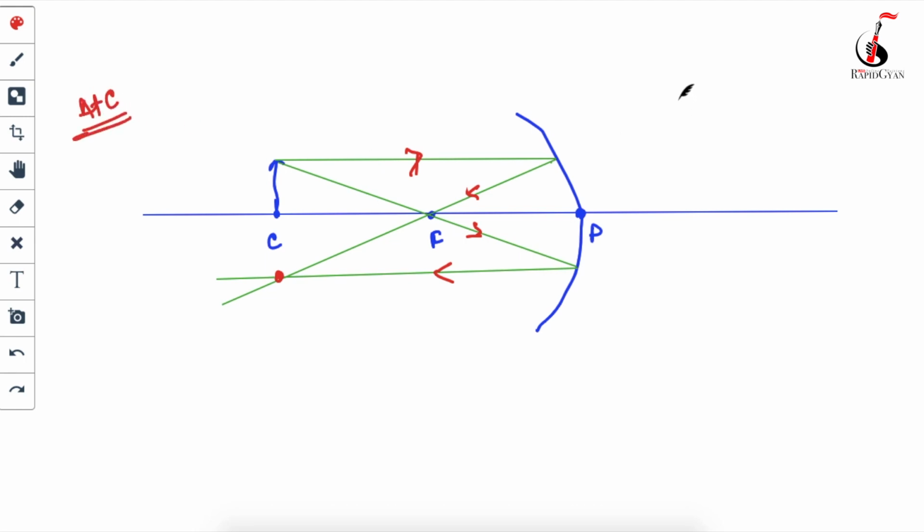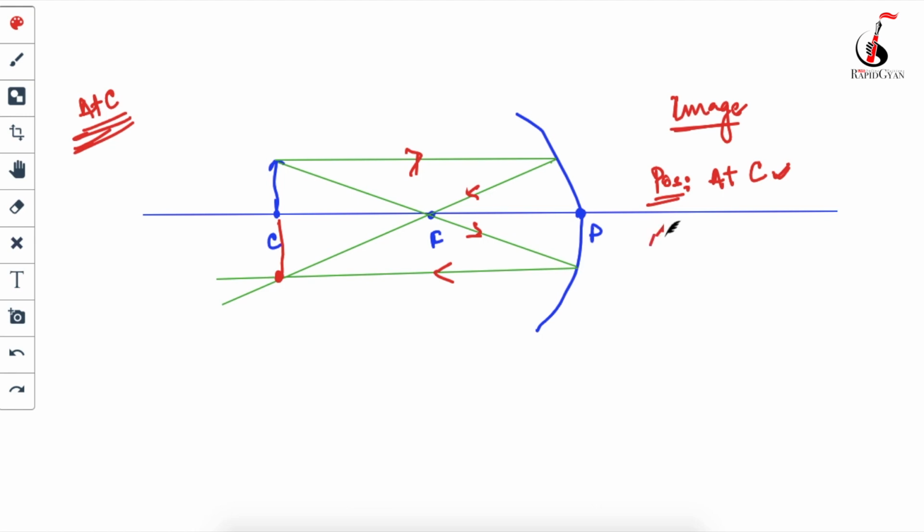Now I am going to write the characteristics of the image. In the characteristics, what do we write first? Always we write the position first. So what is the position, beta? Can anyone tell me the position? Position is also at C. It means when the object is at C, the image will always form at C.